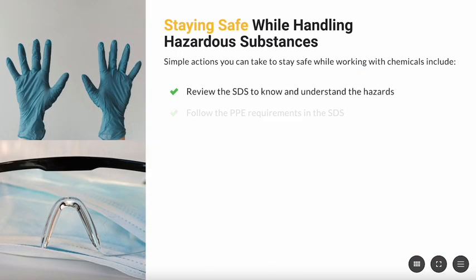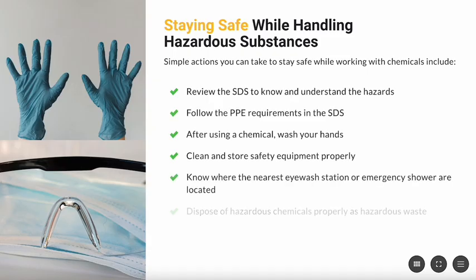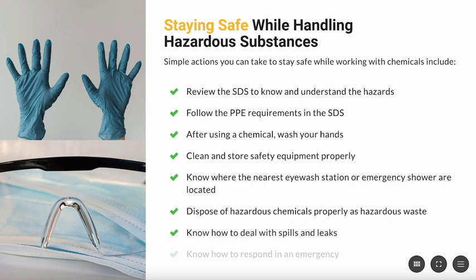Simple actions you can take to stay safe while working with chemicals include: review the SDS to know and understand the hazards. Follow the PPE requirements in the SDS. Use eye and face protection. After using a chemical, wash your hands. Clean and store safety equipment properly. Know where the nearest eye wash station or emergency shower are located. Dispose of hazardous chemicals properly as hazardous waste. Know how to deal with spills and leaks. Know how to respond in an emergency.